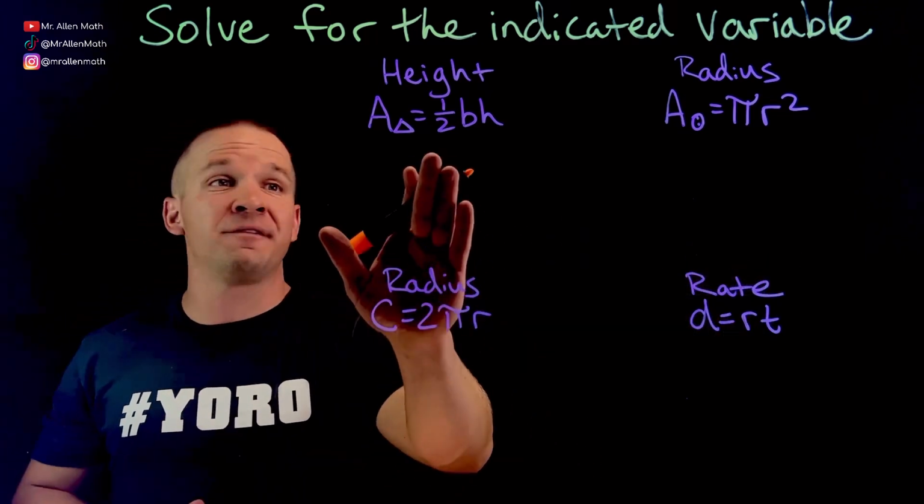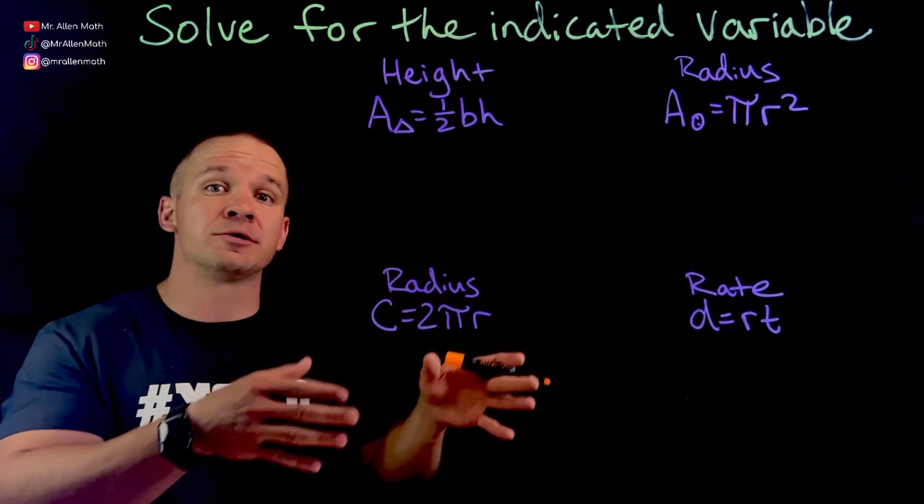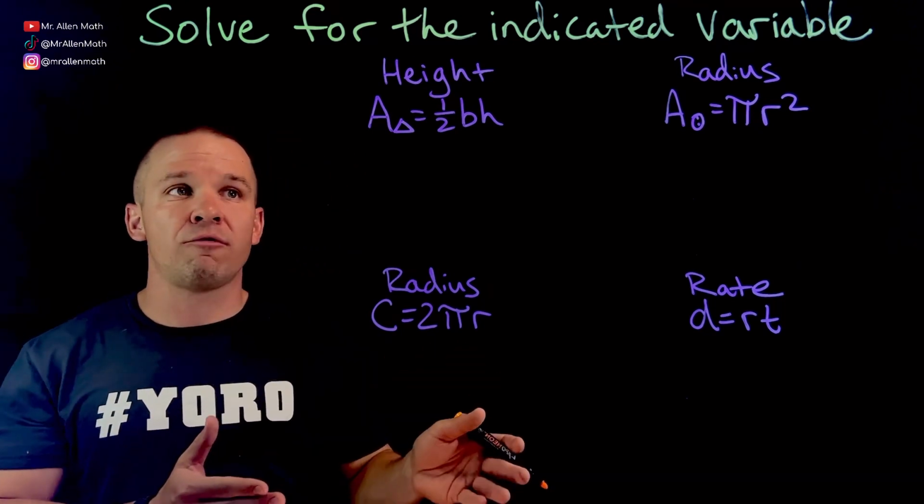Mr. Allen here with some solving of literal equations, meaning we have these equations that are pretty much just variables, unless you know the 1/2 or the 2. There are some numbers associated with those particular formulas. I'm going to solve for a different variable.